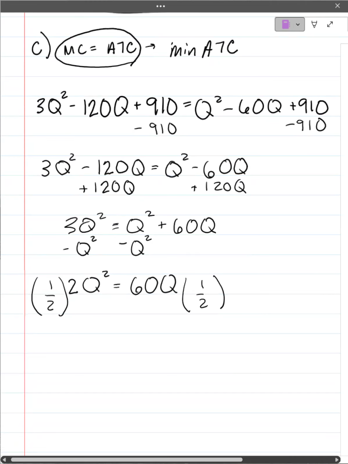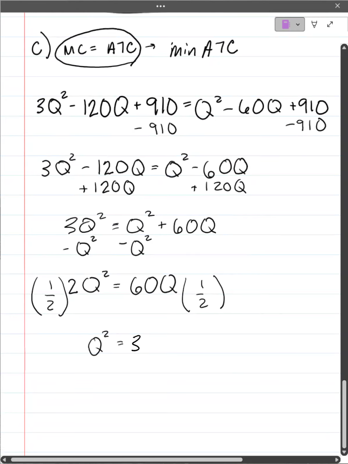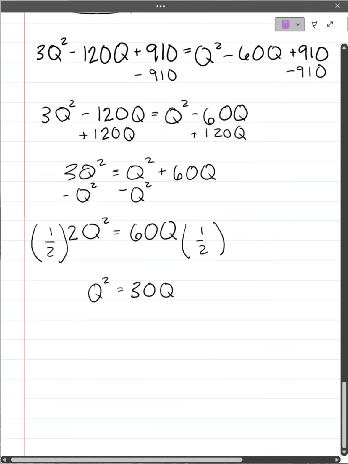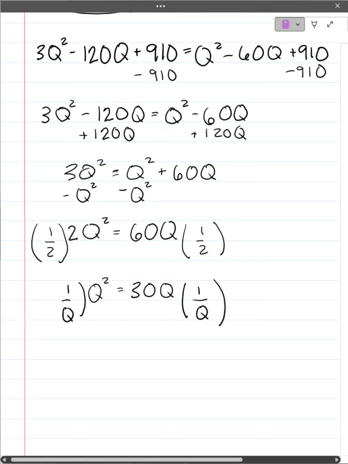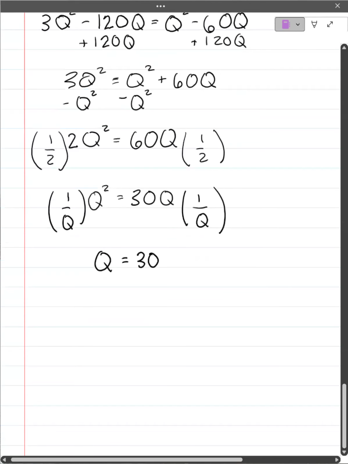That leaves us with quantity squared equal to 60. Not 60, excuse me, 30. 60 divided by 2 is 30 times quantity. So Q squared equals 30 times quantity. And then our last step here, we're going to divide both sides by quantity. So that's going to give us quantity is equal to 30, right? And so here we have our answer.